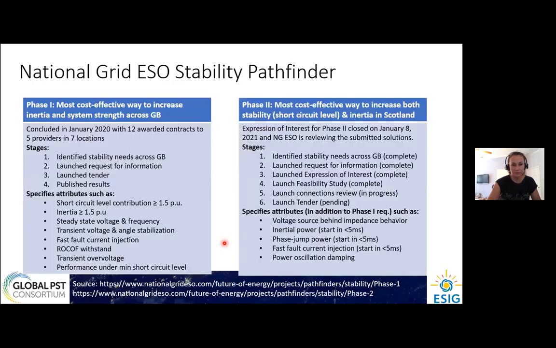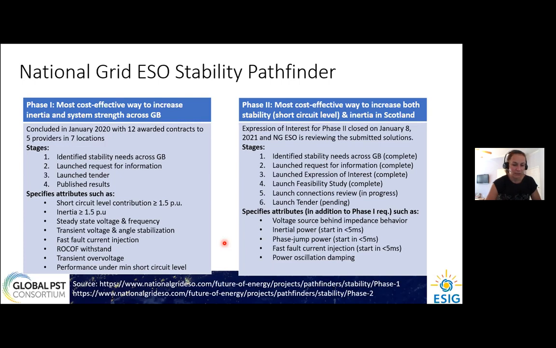And so the last few slides I have are on National Grid's approach to exploring what grid forming can do and incentivizing grid forming. So they started with the stability pathfinders. Currently the first phase is over, and they're going through the second and third phases. In the first phase, they defined certain locations on the grid where they needed more system strength, and also they defined additional inertia requirements.